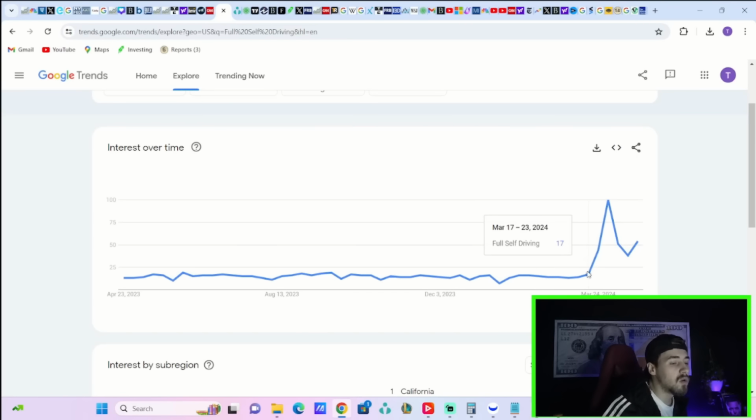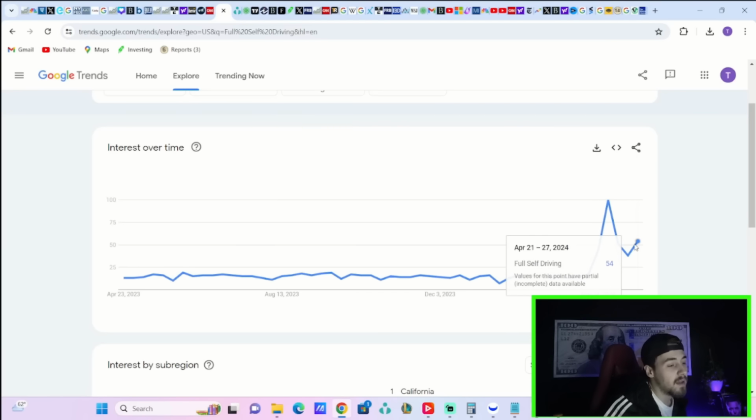You can see on Google Trends, it shot up to 100, clearly as a lot of people were searching about full self-driving as they got their free trial. It fell down to 38, and now it's back up to 54. Again, prior to this free trial, it was trending anywhere from 10 to 20. I want to see if we trend anywhere from 30 to 40. If we're higher than that, I'll be surprised.